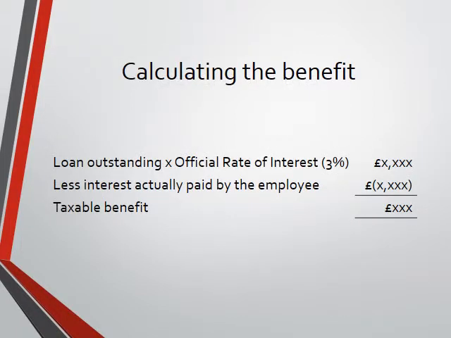So how do we calculate the benefit? Well, we take the loan outstanding and multiply it by what's called the official rate of interest. This is given to you in the tax tables available to you in the assessment, and it's currently 3%. We would then deduct any interest that was actually paid by the employee in the tax year, and that would leave us with the taxable benefit from the loan.